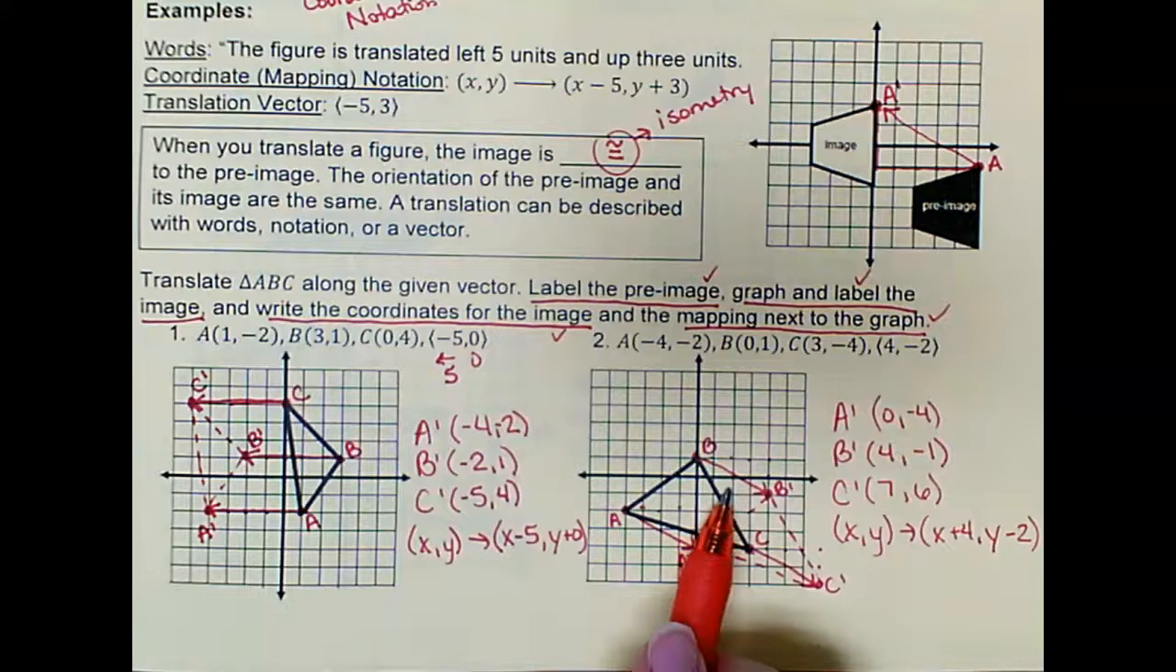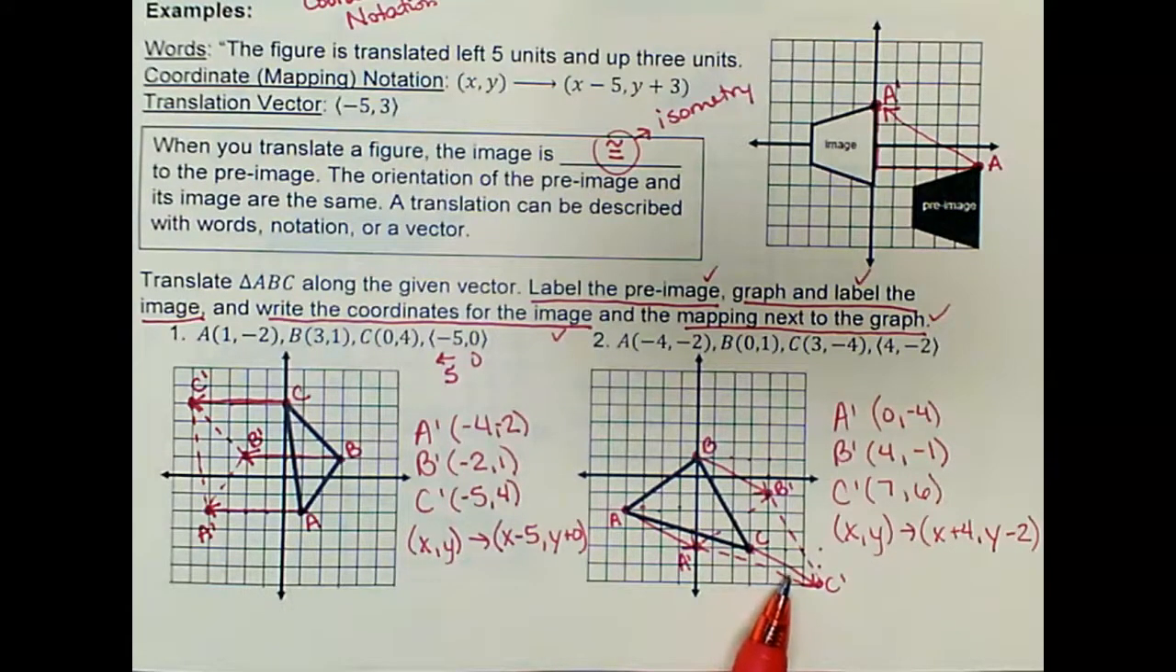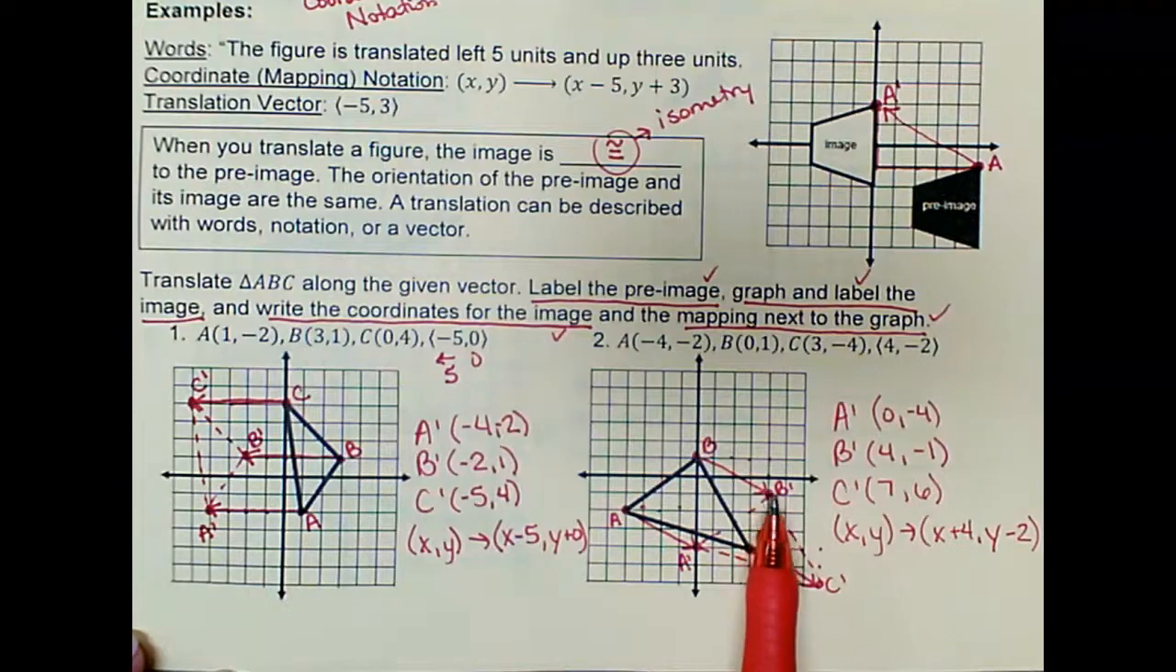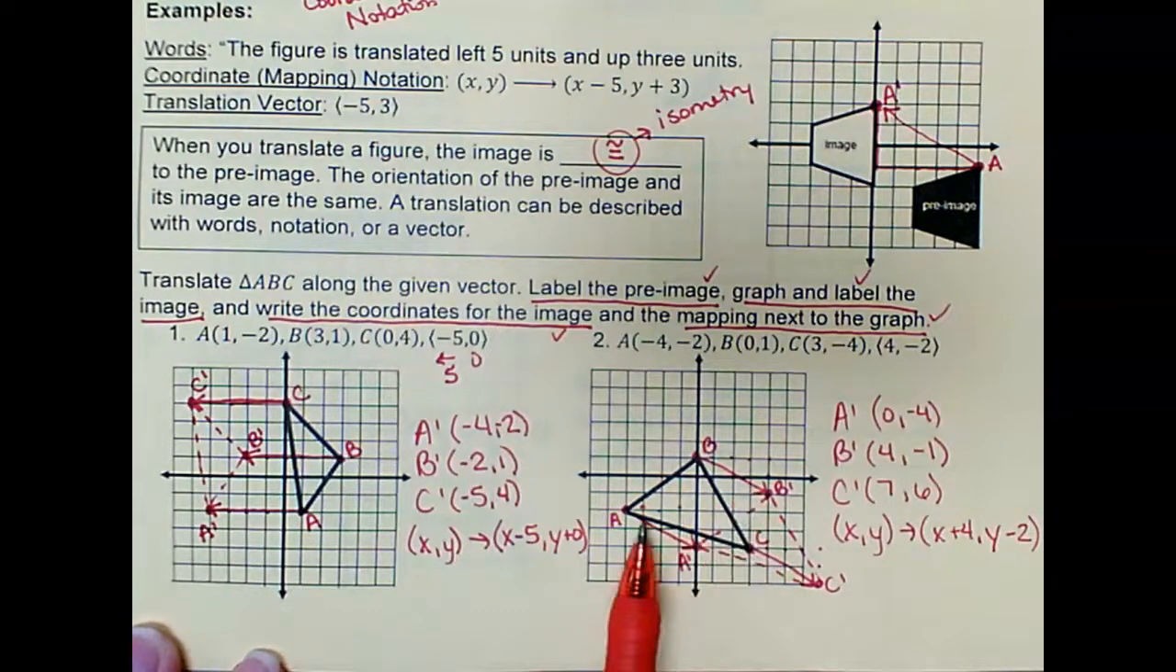Notice how all of the translation vectors go in the same direction, and they're all parallel. That is not a coincidence. So you should be traveling 4 to the right and 2 down to get to your next point, your image points. And so those vectors are going to look like they're all parallel to each other.